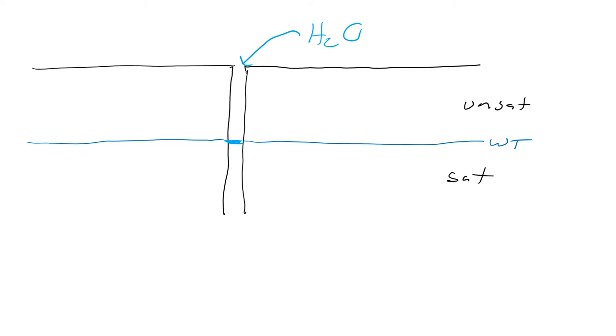With a slug test, what you do is you put a whole bunch of water in there and you fill the well up. And what's going to happen is that that water then is going to leak into the unsaturated zone. And over time, this water level here will drop, say from this level here back down, as water leaks into the aquifer.